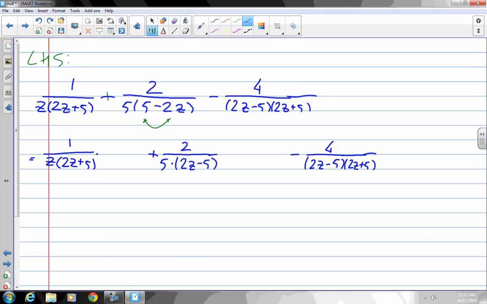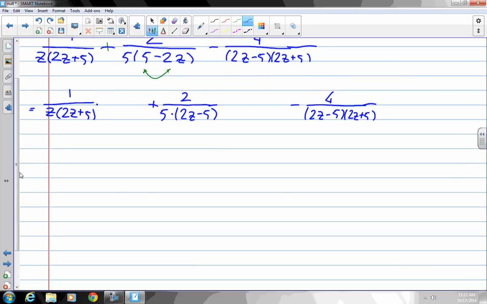What is the LCD here? 2z minus 5, 2z plus 5. What else? What else do I need in there? I need a z and I need a 5. I need all the factors pulled together. So I need a 5, I need a z, I need a 2z minus 5, and I need 2z plus 5. So I need all distinct factors raised to the highest powers.